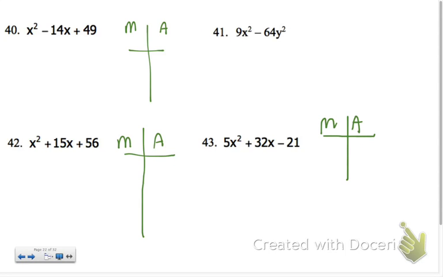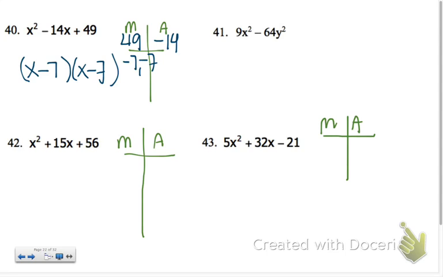Alright, so some more factoring. Since there's no number in front of the x, you know that it's just going to be x plus or minus something, x plus or minus something. Now it needs to multiply to 49 and add to negative 14. It's important that you include the signs here. So that's going to be negative 7 and negative 7, because those are the two numbers that multiply to 49 and add to negative 14. So that is our answer for that one.